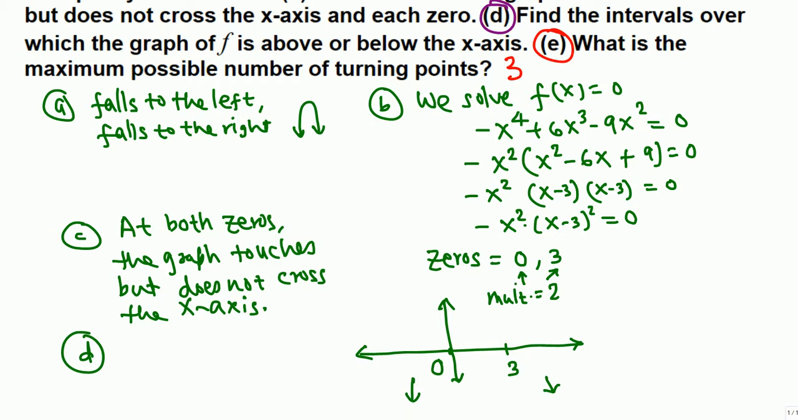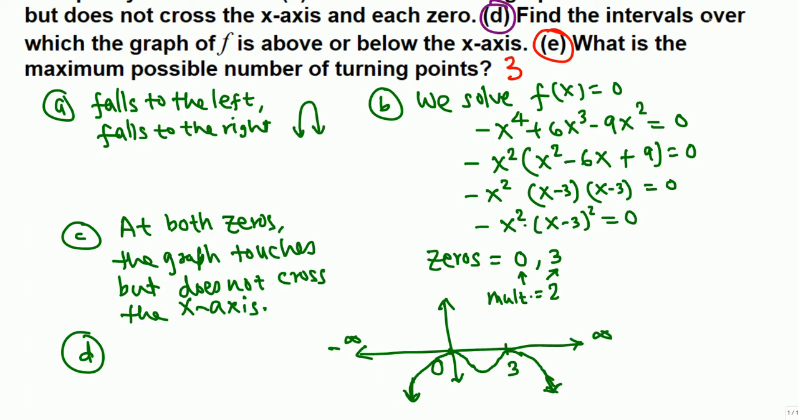Okay, and multiplicity 2 means when we start from the left, it just goes to the 0, touches but does not cross. And again for 3, it just goes to the 3, touches but does not cross the x-axis and falls like this. So it's going up, touches, again touches, and eventually it has to fall on both sides. So this is negative infinity to positive infinity. So the graph is never above the x-axis.